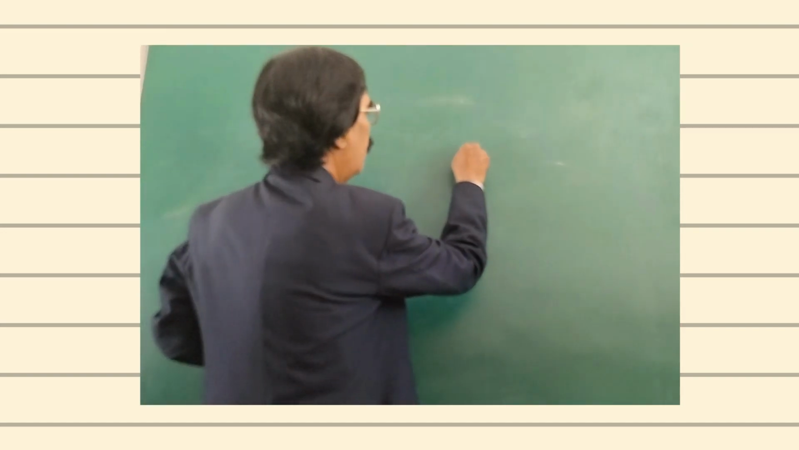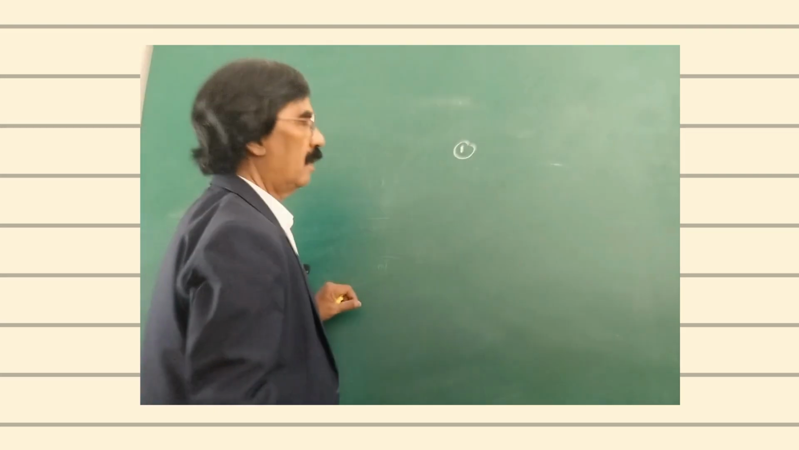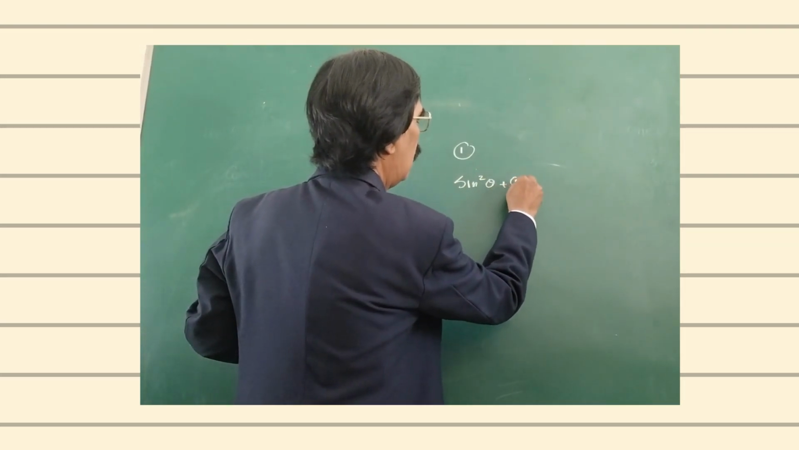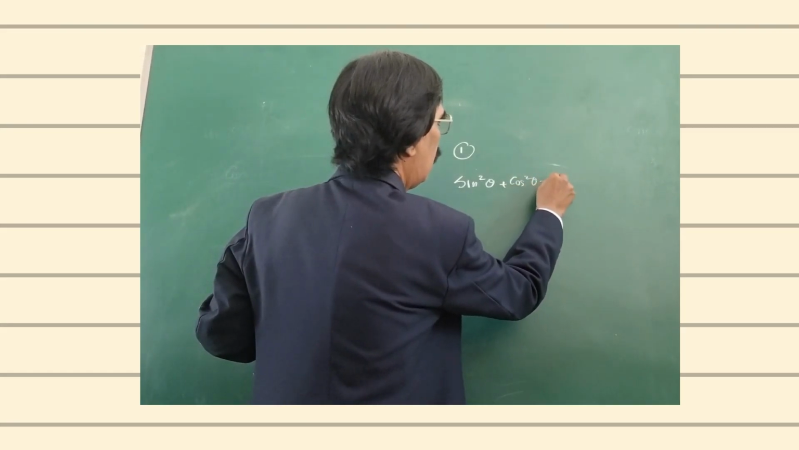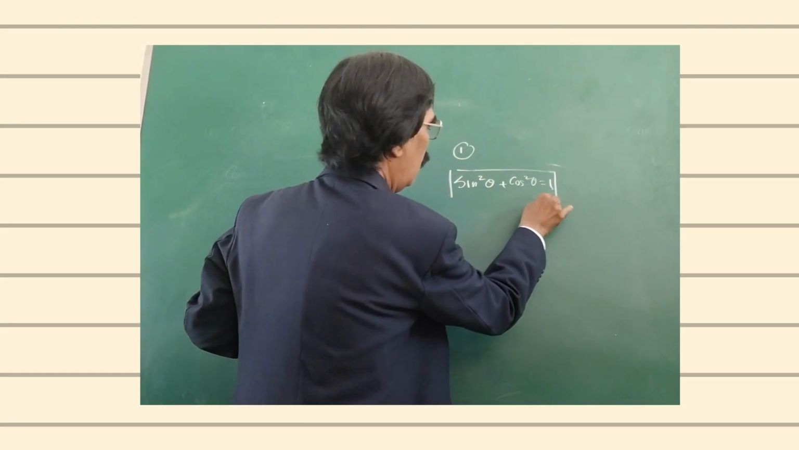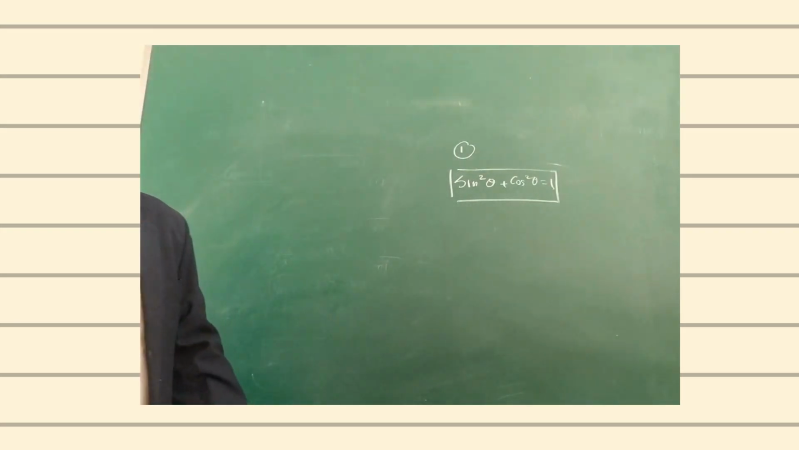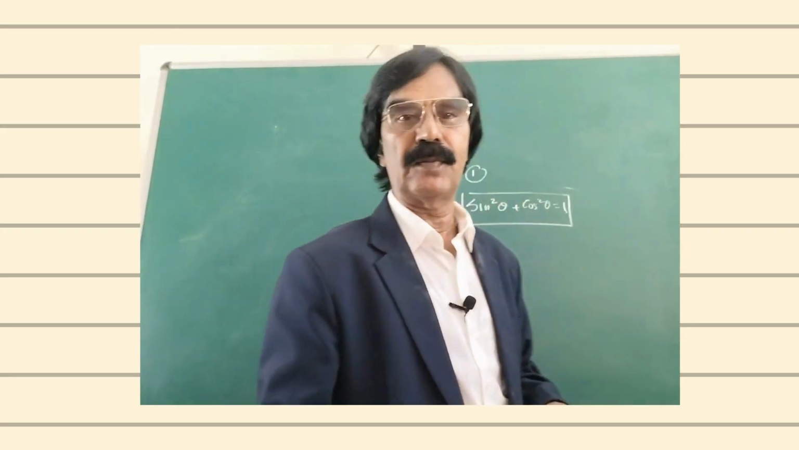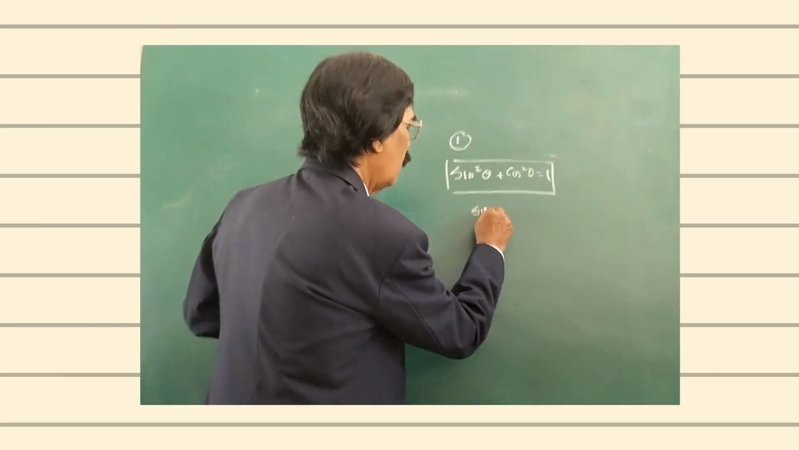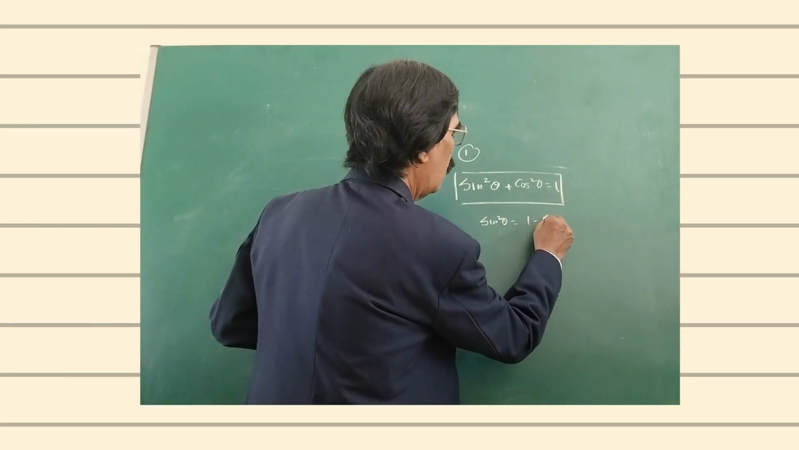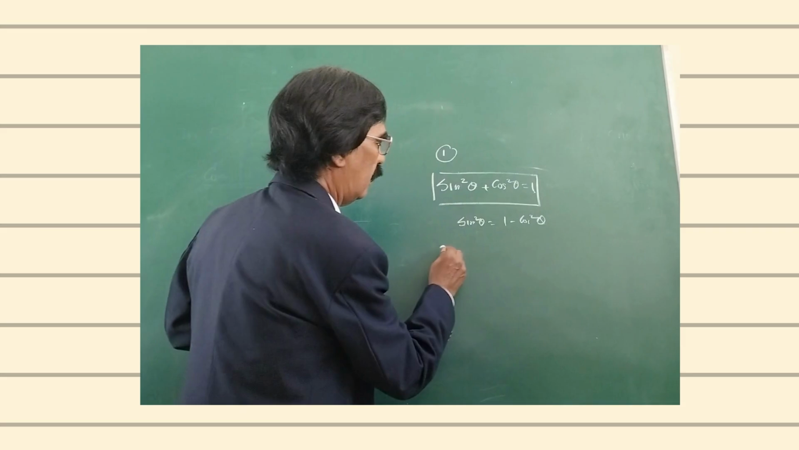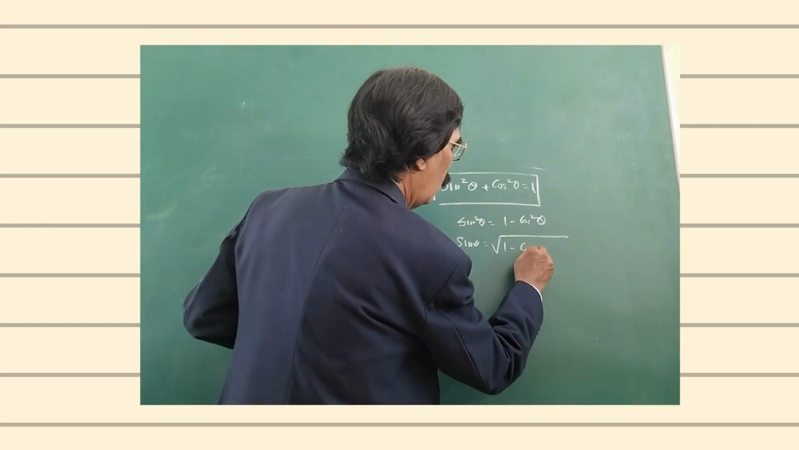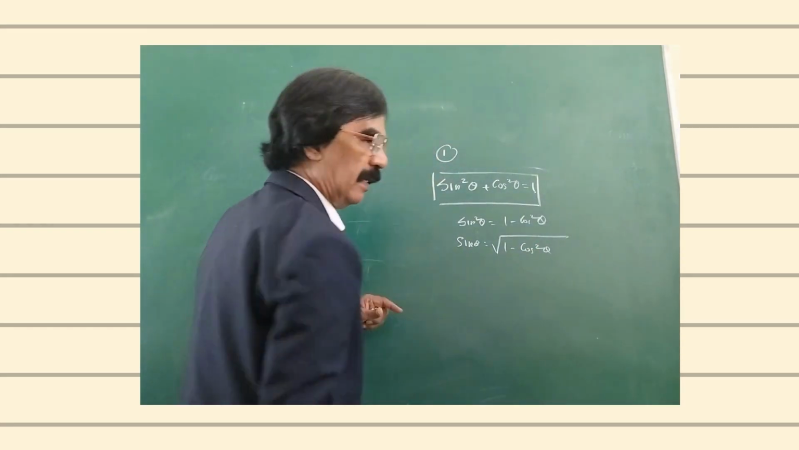Look, first, trigonometric identities. Sin square theta plus cos square theta is 1. The proof I will be doing in a different session. Now, this is exclusively meant to solve trigonometric identity problems. Now look, sin square theta is 1 minus cos square theta. From this, sin theta is root of 1 minus cos square theta.